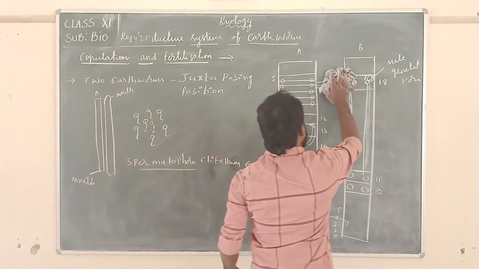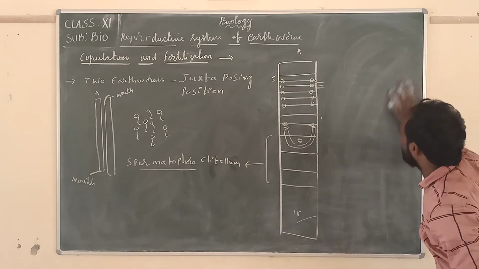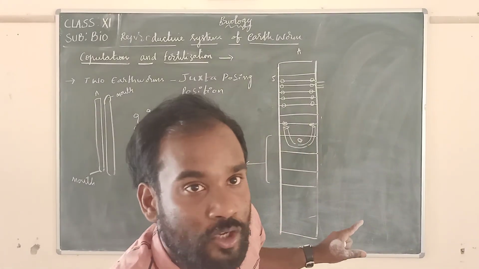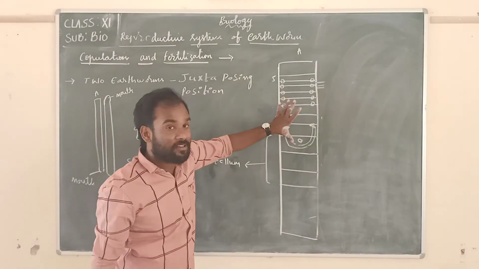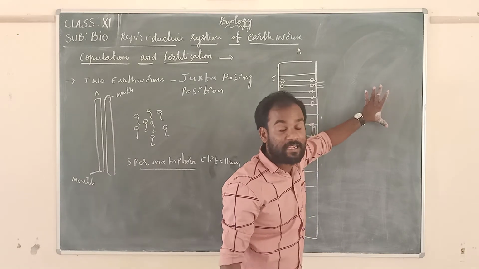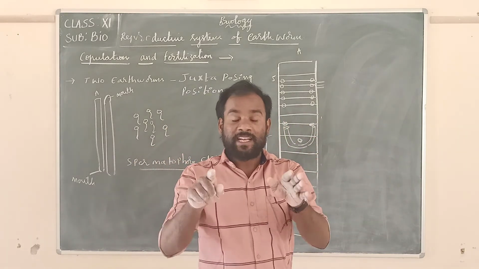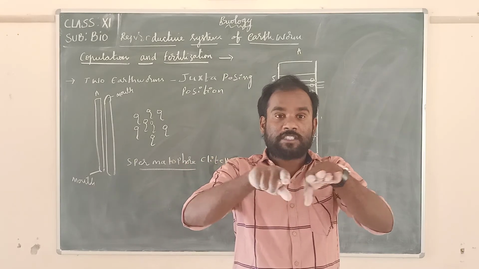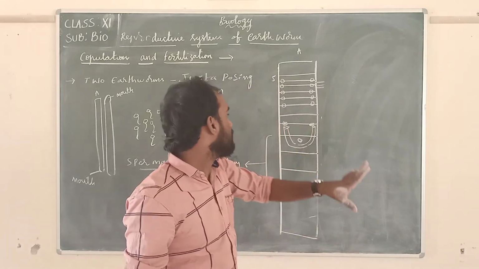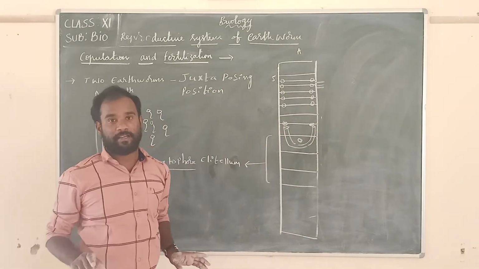Now the two earthworms separate. Imagine that whatever changes are taking place in earthworm A, the same changes are taking place in earthworm B. So when the mutual exchange of sperms is completed, both the earthworms get separated.